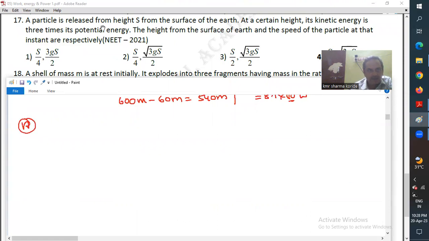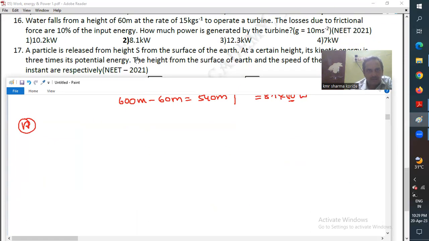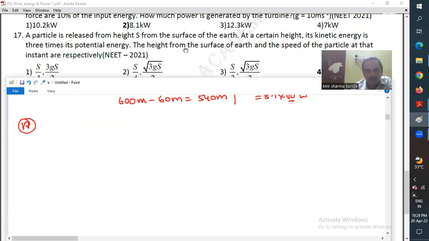A particle is released from height S from the surface of the earth. At a certain height, its kinetic energy is 3 times the potential energy. So let us say this is the path along which the body travels after it is released.